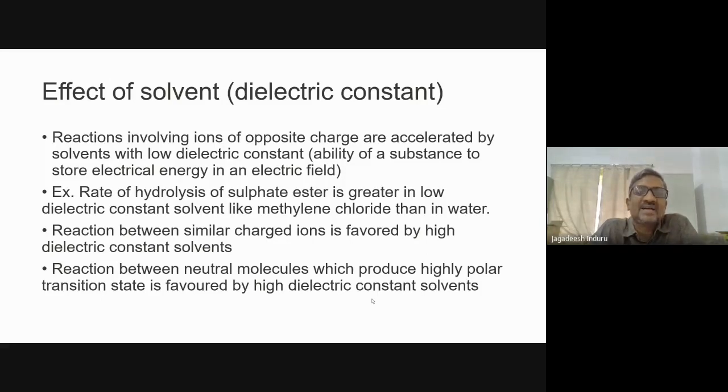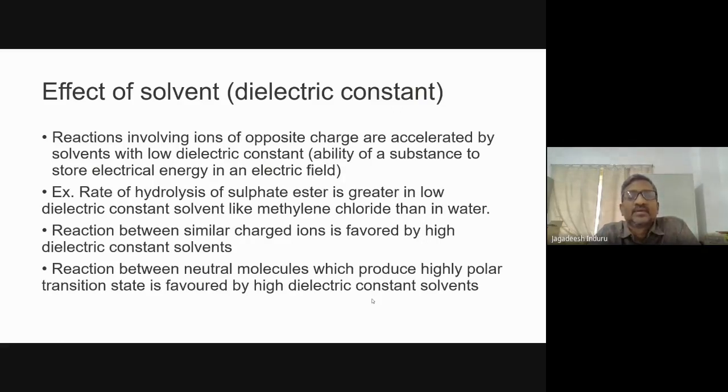So, reactions involving ions of opposite charges. I repeat, if we have reactant A and reactant B with opposite charges, generally the reaction is accelerated by solvents with low dielectric constant. The dielectric constant is the ability of a substance to store electrical energy in an electrical field. So reactions involving ions of opposite charge are accelerated by solvents with low dielectric constant. Example: the rate of hydrolysis of a sulfate ester is greater in a low dielectric constant solvent, like methylene chloride, than in water.